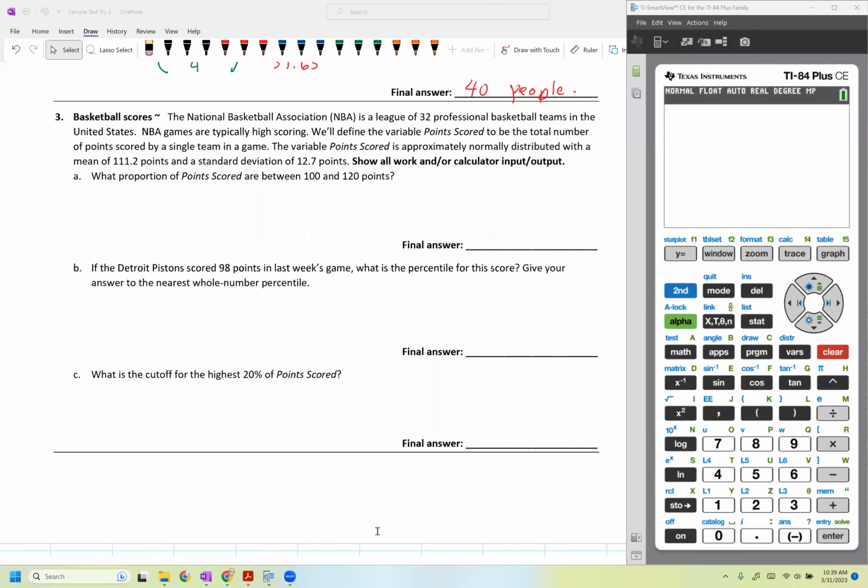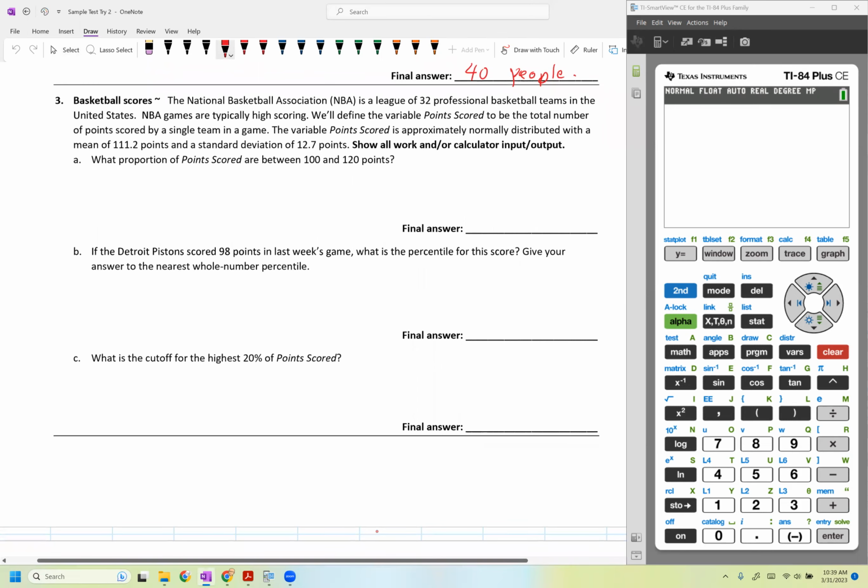Okay, here's problem number 3 from the practice test. It says the National Basketball Association is a league of 32 professional basketball teams in the United States. NBA games are typically high scoring. So we'll define the variable points scored as the total number of points scored in a single game by a single team in a game. The variable points scored is approximately normally distributed with a mean of 111.2 and a standard deviation of 12.7. What is the proportion of points scored that is between 100 and 120?